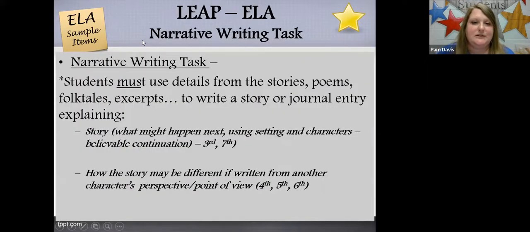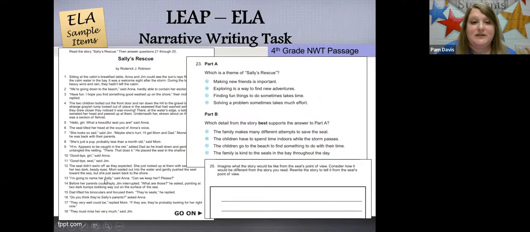Okay, another section is the narrative writing task. Students must use details from the stories, poems, folk tales, and excerpts to write a story or journal entry explaining what might happen next, using setting and characters, or how the story would be different if it were from another character's point of view. And this is an example. This is a 4th grade example of the narrative writing task.